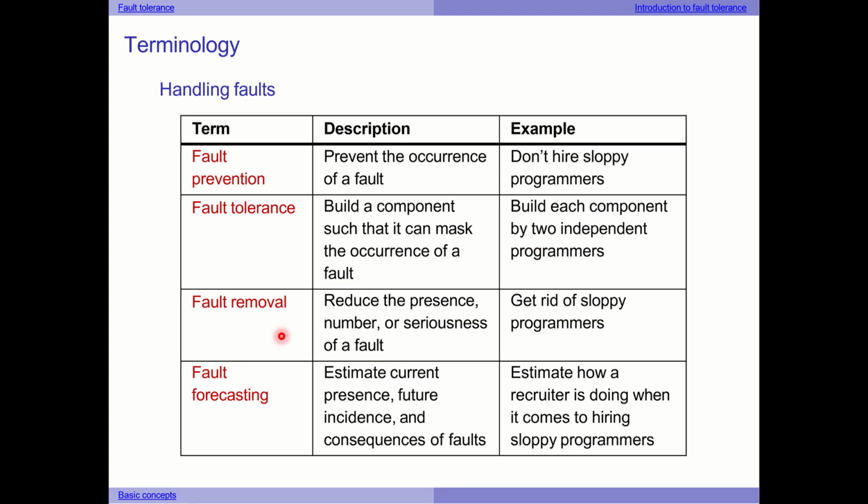The third one is fault removal. We need to reduce the presence, number or seriousness of a fault, meaning if a fault happened, then we need to get rid of the sloppy programmers. And then fault forecasting, where we estimate the current presence, future incidents, and consequences of faults. So we also need to estimate how a recruiter is doing when it comes to hiring sloppy programmers.